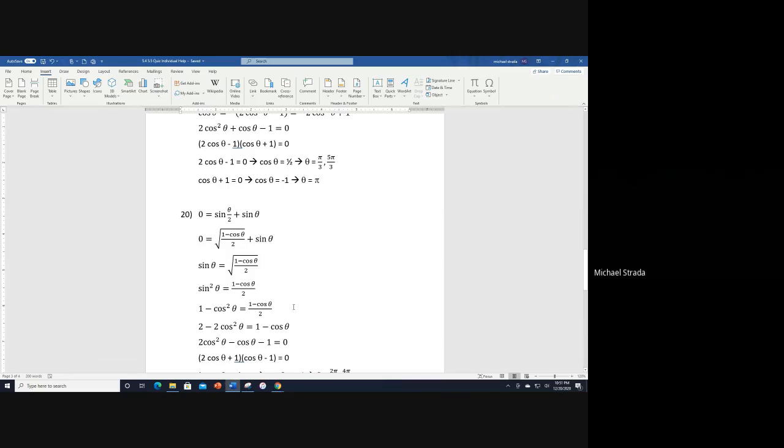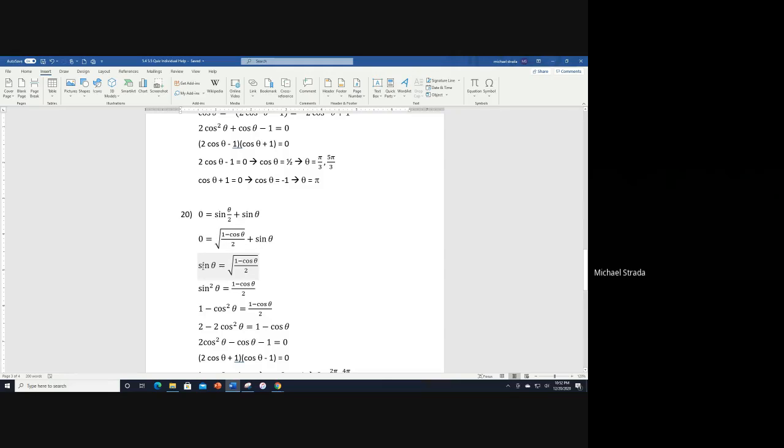Number 20 is a little more challenging. 0 equals sine theta over 2 plus sine theta. All right, now there is no equivalent for sine theta over 2 in terms of sine. So you've got to start with the cosine, which is the square root of (1 minus cosine theta) over 2. That's got a plus minus in front of it.